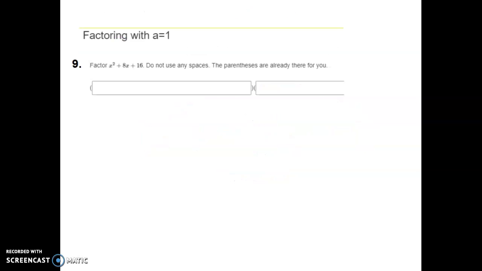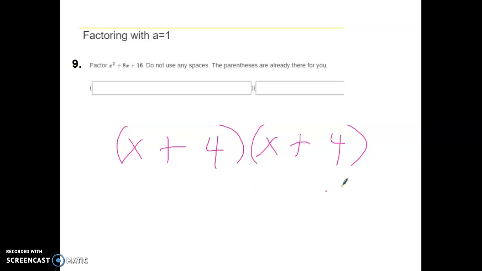Number 9. So I go ahead, I put my parentheses, I put my x's, they have to be plus plus. This is going to be 4 and 4. So here, I've got a perfect square trinomial here.